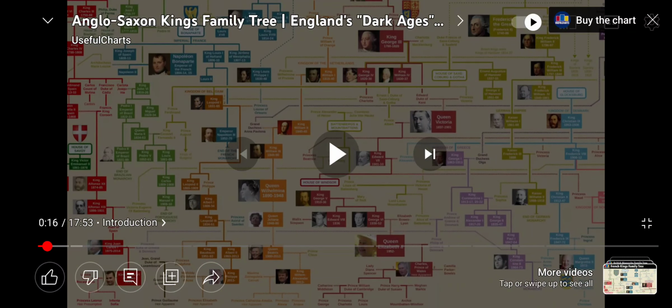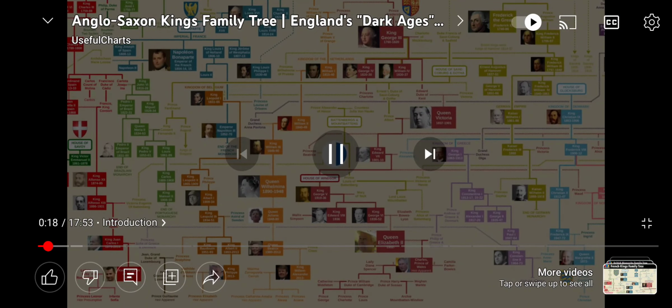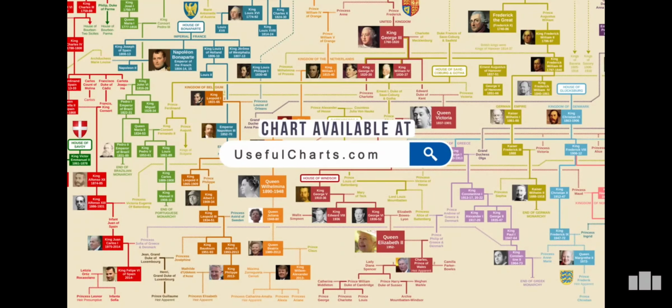Just to add a point here, this is an older video. This family tree does go up to Queen Victoria, but it also goes to Charles, but not as much. But we can actually trace the royal line several hundred years further back.